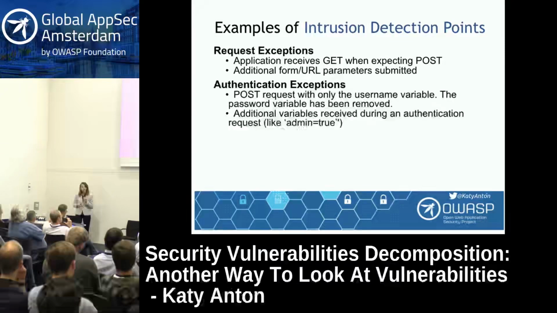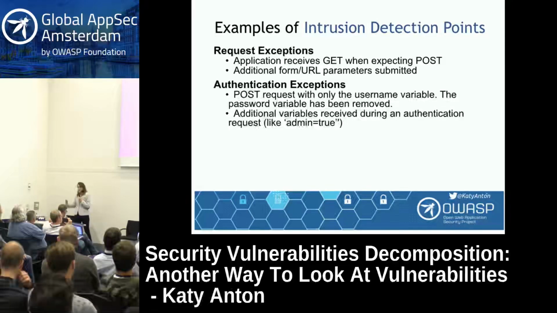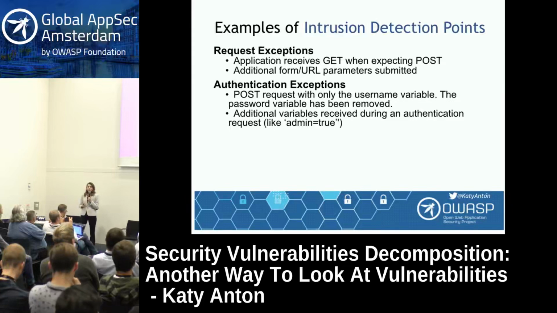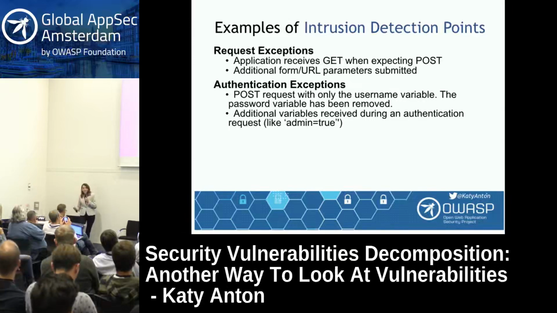In the case of authentication, if the application expects to receive, for example, 2 parameters, username and password, but instead it receives only one of them, the username, because the password has been removed, that's another type of exception that should be logged. Again, if the application receives extra parameters during authentication, and something that a pen tester again will try to do is admin equal true to see if he can escalate privileges. If this is detected, this is another type of exception that should be logged.